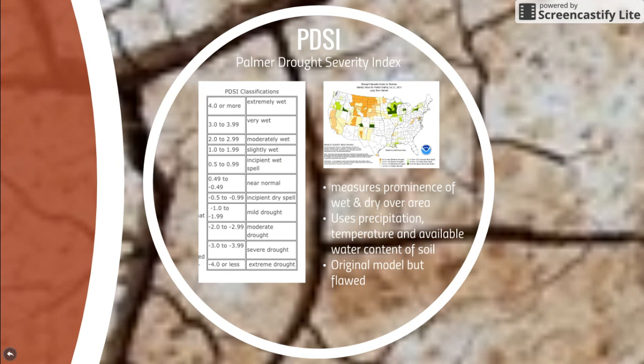Now let's have a look at the Palmer Drought Severity Index. The original tool of measuring a drought was the PDSI. However, it was found to be flawed due to a built-in timescale, which can skew results and possibly lag in data, as it pertains to emerging droughts. Primarily, the tool categorizes levels of dryness and wetness over a given area. The PDSI uses precipitation, temperature readings, and local available water content of soil in the specified area.